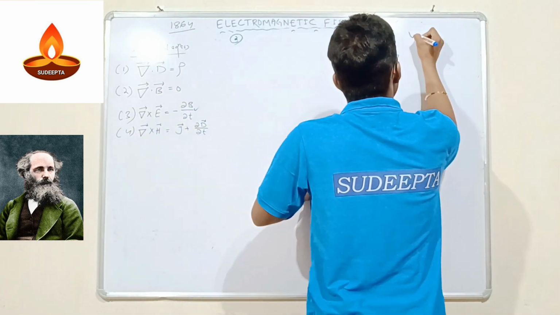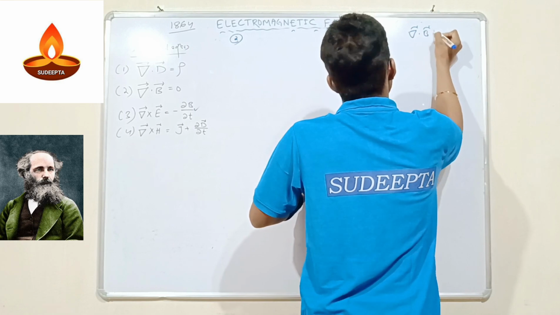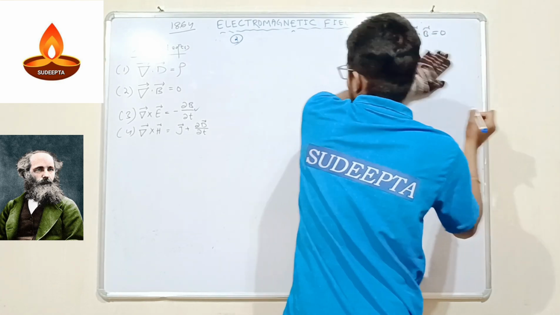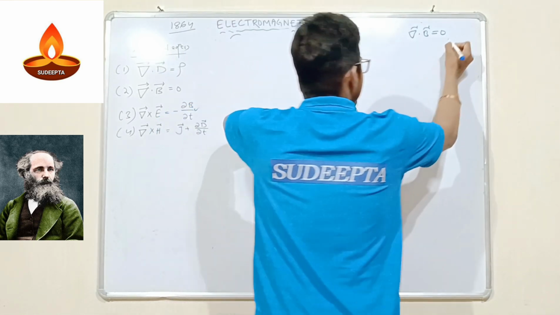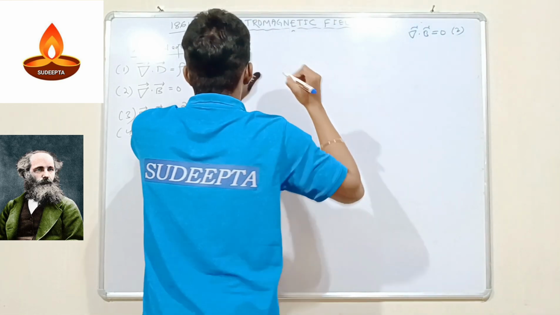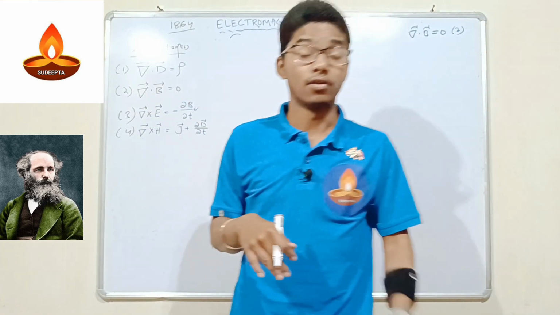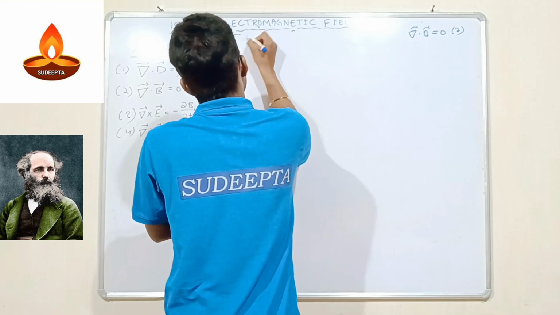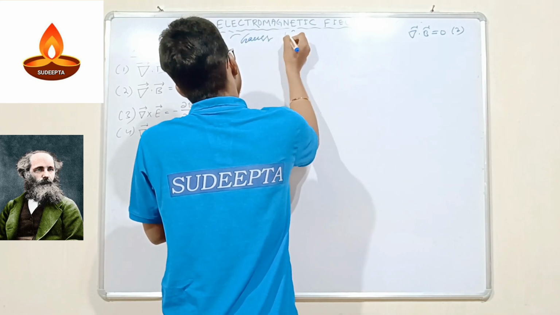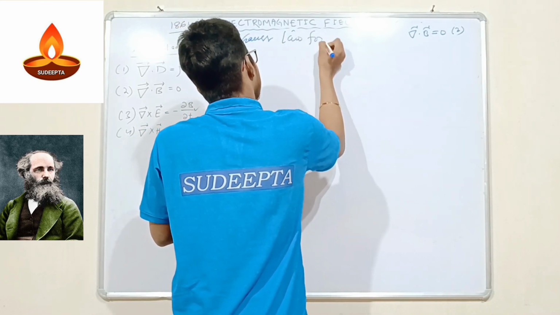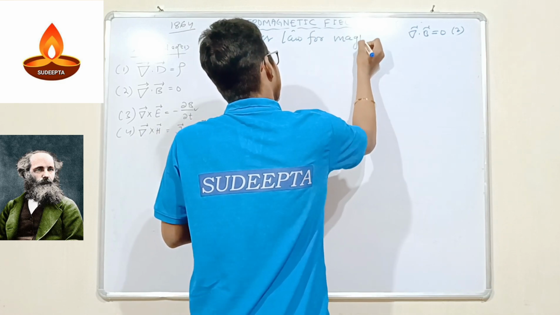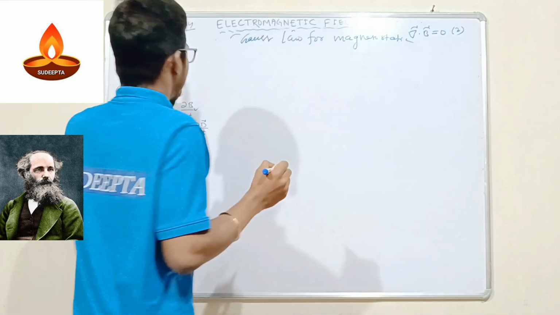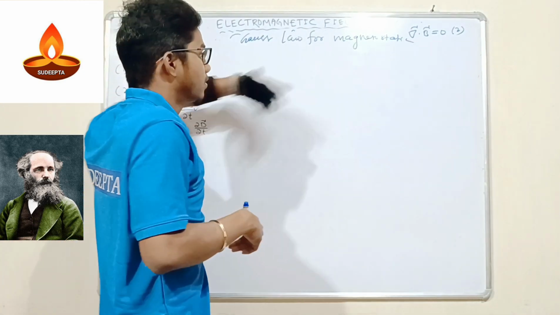Okay, I will write it here. Divergence of B is equal to 0. So it's based upon which principle? It's based upon Gauss's law for magnetostatics. In the previous video it was Gauss's law for electrostatics, and here it is magnetostatics.